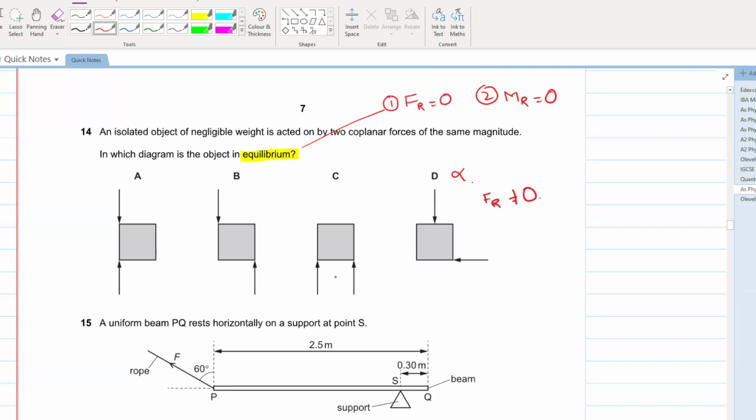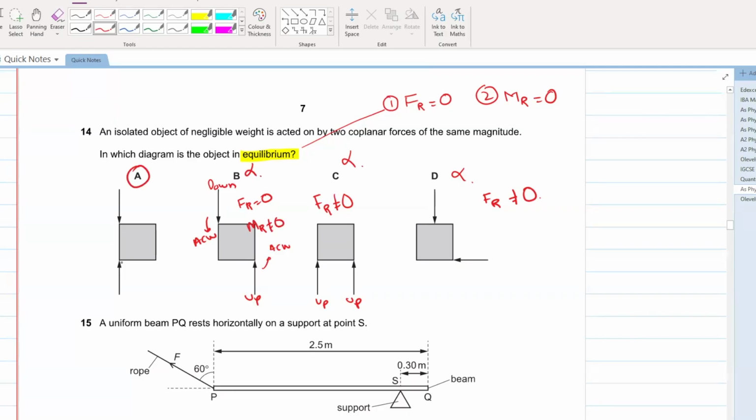C can also not be your answer. Why? Because both the forces are acting upwards. Again, the resultant force is not equal to 0. C and D get cancelled out. Now, if I see option B, one force is acting downward, one force is acting upward. So yes, the resultant force is equal to 0. But this downward force also causes an anti-clockwise movement, and this also causes an anti-clockwise movement. So the resultant moment is not equal to 0. B also cannot be your answer.